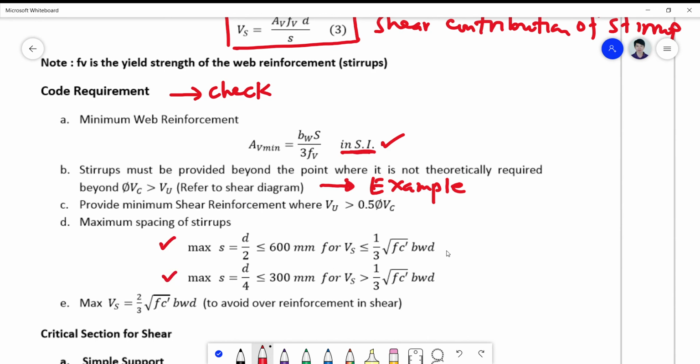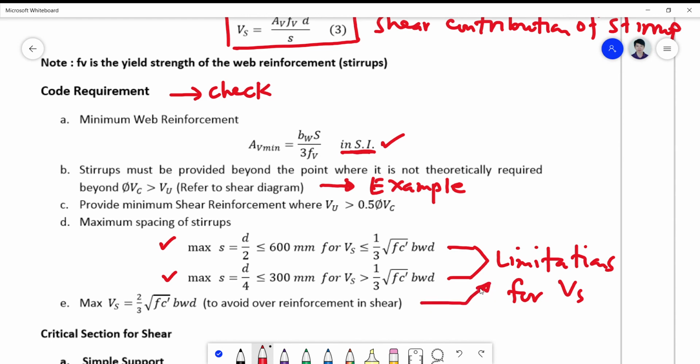Okay, so take note of these limitations for Vs. And this also includes another limitation for Vs. Maximum Vs should not exceed 2/3 of the square root of f'c bw d to avoid over-reinforcement in shear. Okay, so these are all in SI units. So take note of this.